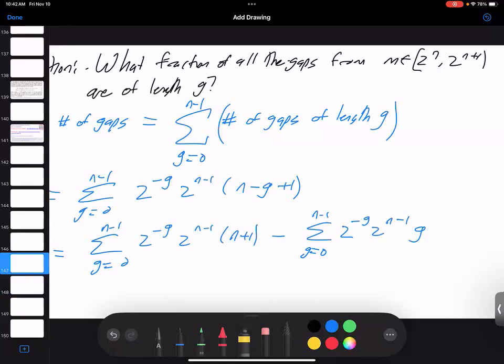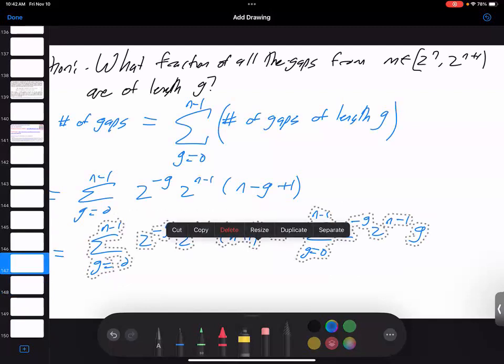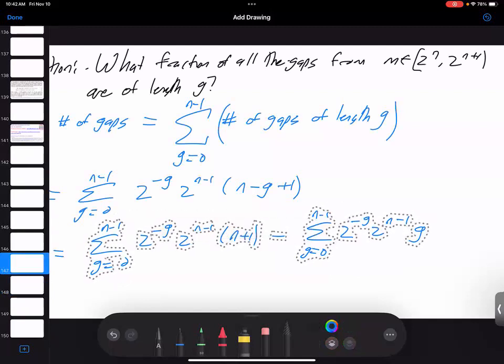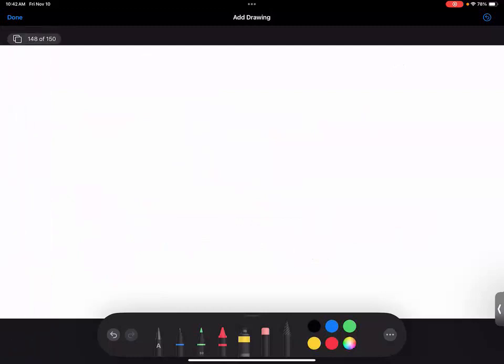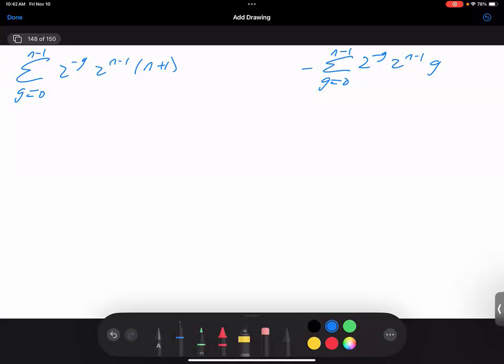And it doesn't want to let me paste it to the next page. I'll try one more time and then I will give up. All right. Old-fashioned. So we have the sum, g goes from 0 to n minus 1, 2 to the negative g, 2 to the n minus 1, and there was an n plus 1. And then the other one was the sum, g goes from 0 to n minus 1, 2 to the negative g, 2 to the n minus 1 times g. That had a negative sign in front of it.